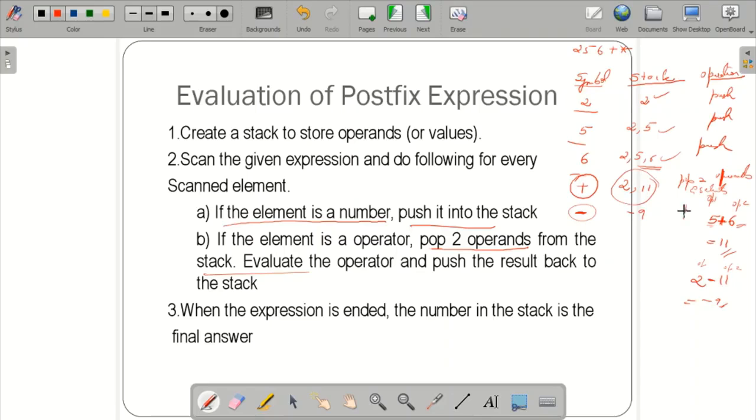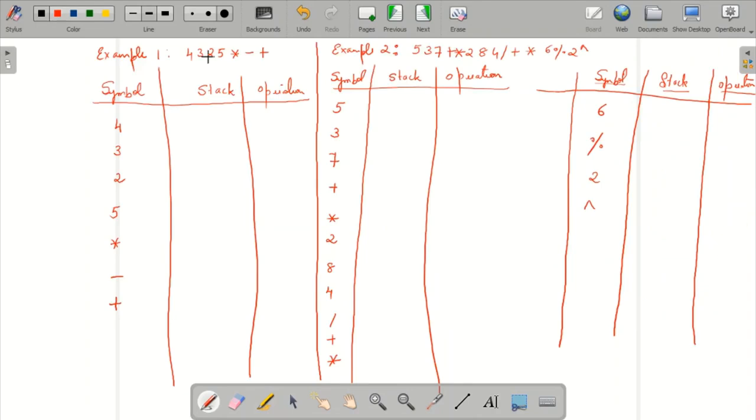Here also you should write pop 2 operands. So if the element is an operator, pop 2 operands from the stack, evaluate the operator and push the result back to the stack. This is the meaning. So 9 I pushed back. When the expression is ended, the number in the stack is the final answer. Our expression is ended. The number in the stack, so result is 9.